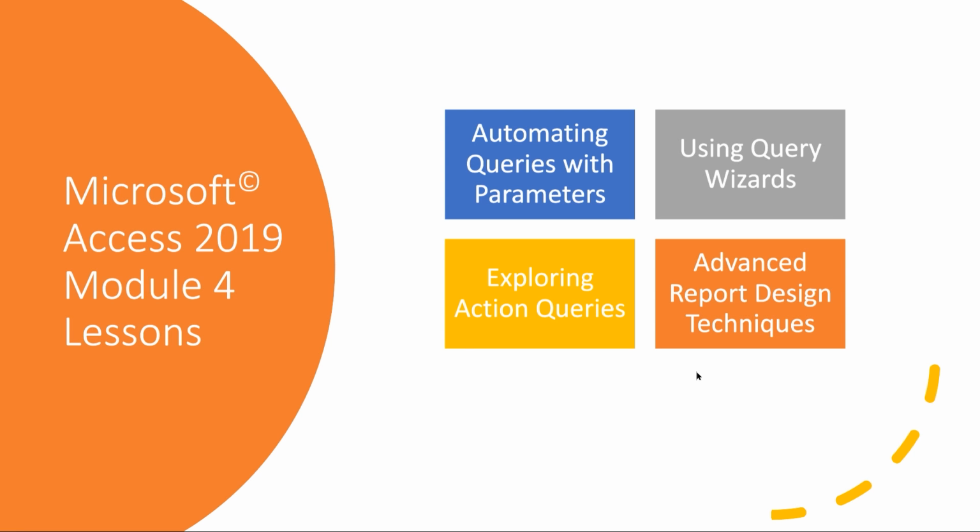In Module 4, we'll continue learning more about things you can do with queries in Access, and we'll get some advanced report design techniques in this module. So we're going to start by automating queries with parameters, and you'll see an example of that when we get into it. Then we're going to use some query wizards that we haven't used before. We're going to explore a group of queries known as action queries, and then we'll get into the advanced report design techniques.